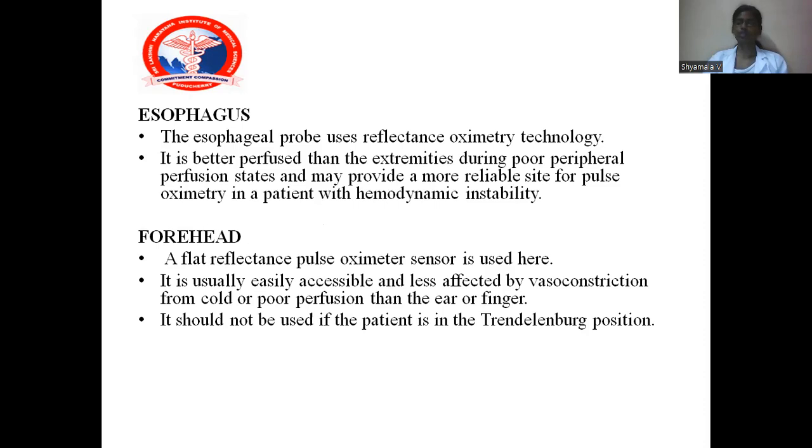Esophageal probes use reflectance type of oximetry. It is better perfused as compared to the extremities during poor peripheral perfusion states, and it is more reliable for patients with hemodynamic instability. Reflectance type of pulse oximeters can also be placed over the forehead, as I have shown below, with the help of a headband, which is usually easily accessible and less affected by vasoconstriction from cold or poor perfusion. It should not be used if the patient is in the Trendelenburg position.